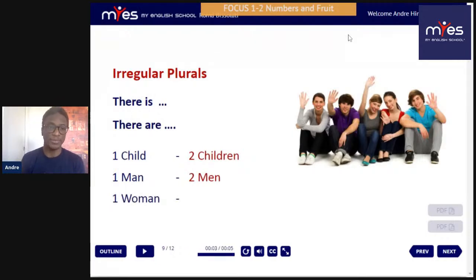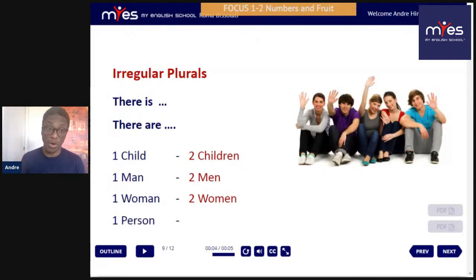The third one, woman, is also an irregular plural. We've got one woman, but we've got plural women, two or more women. So again, the A changes to an E. One woman, two women.